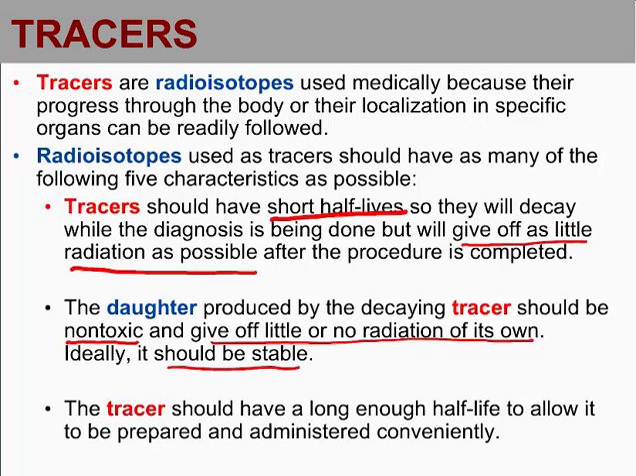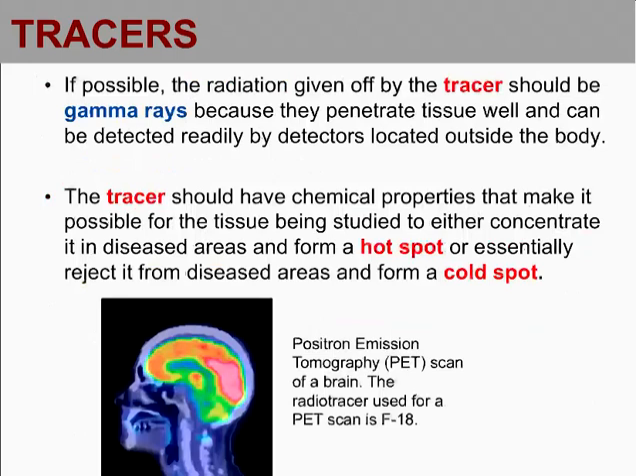Also, the tracer should have a long enough half-life to allow it to be prepared and administered conveniently. So there's kind of this battle of, well, we don't want it to decay too quickly or else we can't detect it or even give it to the patient, but we don't want it to decay over too long a period of time because then it will just sit in that person's body and potentially cause damage. So if possible, the radiation given off by the tracer should be gamma rays because they penetrate tissue well and can be detected readily.